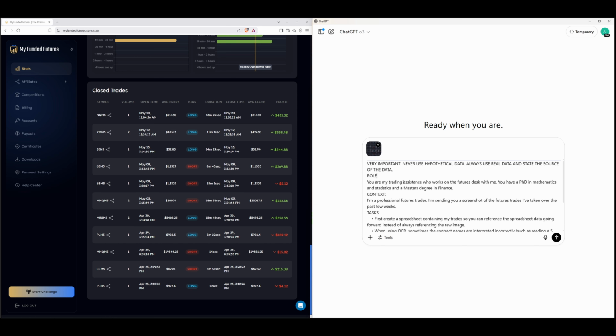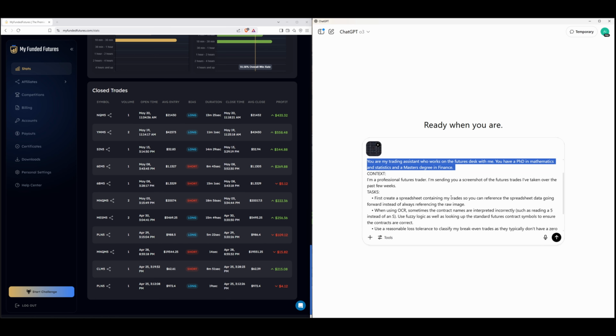You are my trading assistant who works on the futures desk with me. You have a PhD in mathematics and statistics and a master's degree in finance. So we have the right person. We're not having an artist do this. We're having someone who understands futures contracts and understands mathematics. Context. So this helps it to define the knowledge base it needs to use.